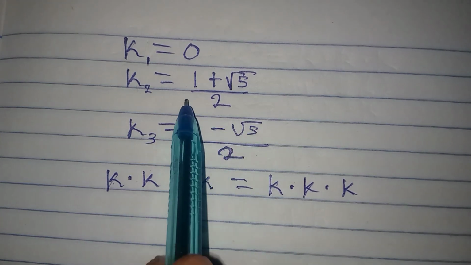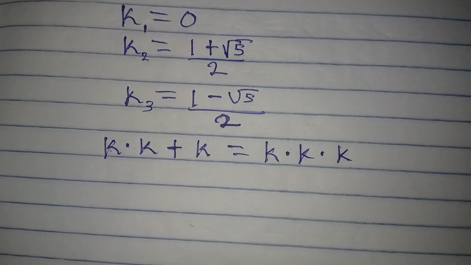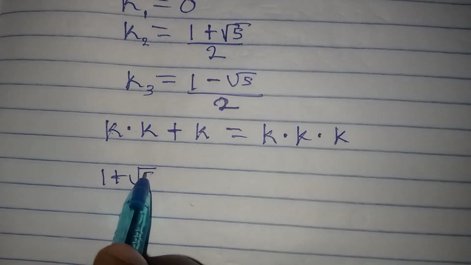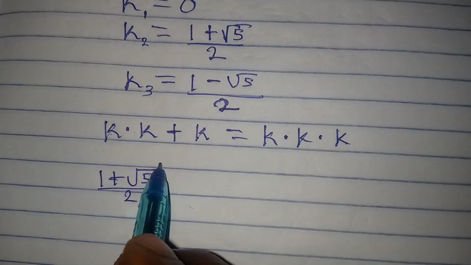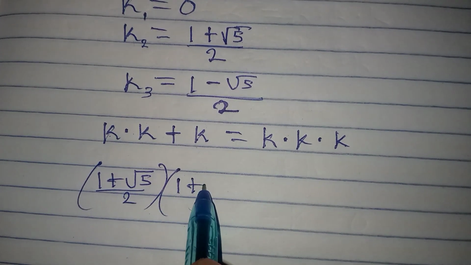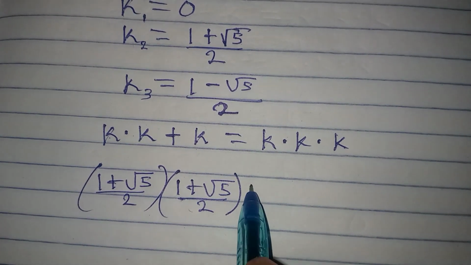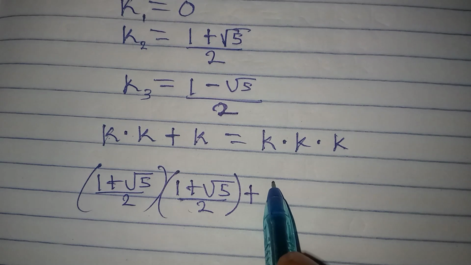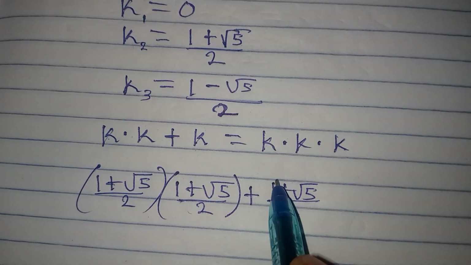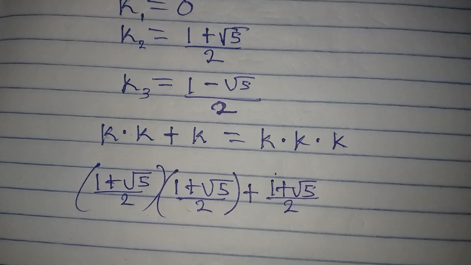So, k2 is 1 plus square root of 5 over 2. Now, let me put that here. In place of k, I will have 1 plus square root of 5 over 2 multiplied by another k, which is 1 plus square root of 5 over 2. Now I add it. We have 1 plus square root of 5 over 2. Okay, so this is what we have. This is for the left-hand side.